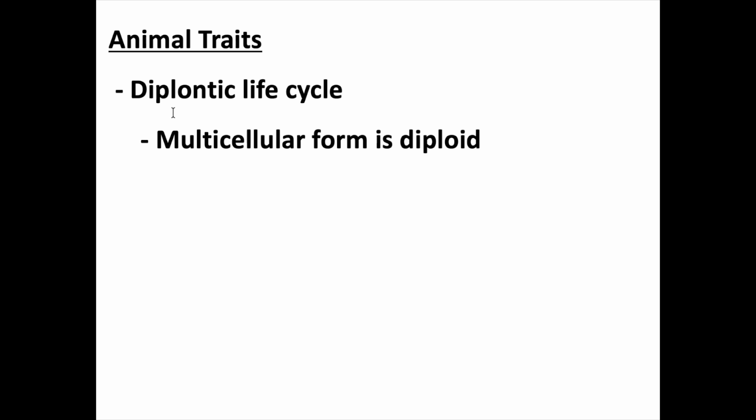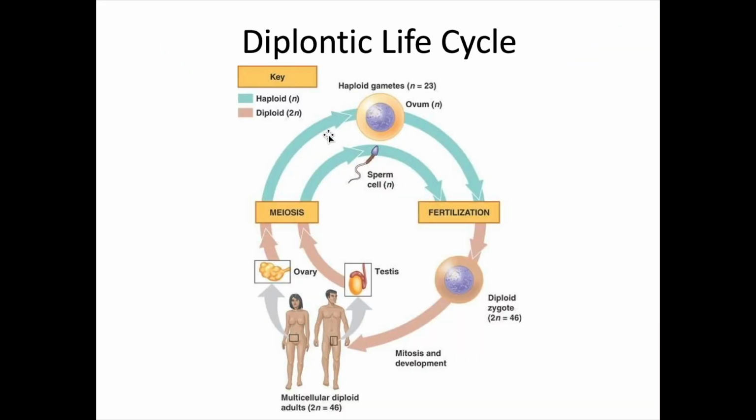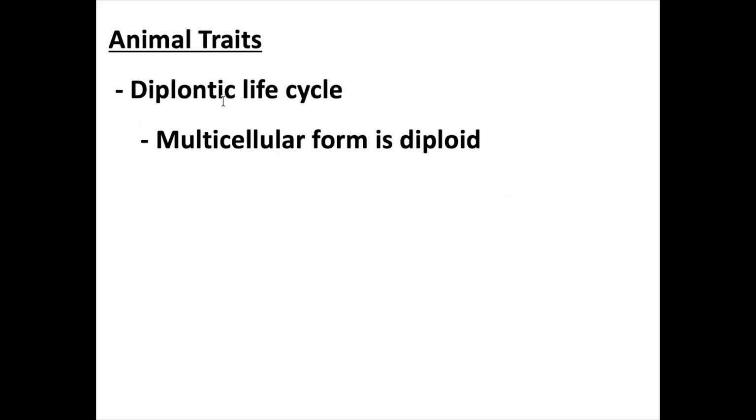Animals have what's called a diplontic life cycle. So no more of this nonsense. That was a plant thing. The diplontic life cycle of animals means the multicellular form is diploid. We do go haploid. We do have part of our life cycle where our cells are haploid, but they're never multicellular. It's just a single haploid sperm cell, a single haploid egg cell. We don't have a multicellular haploid like we saw with plants. So this is called a diplontic life cycle. The multicellular form is only diploid.